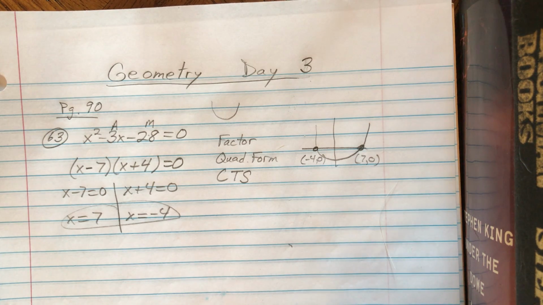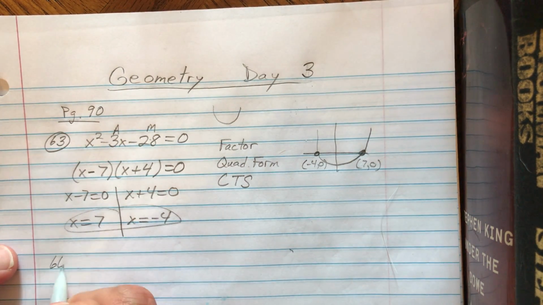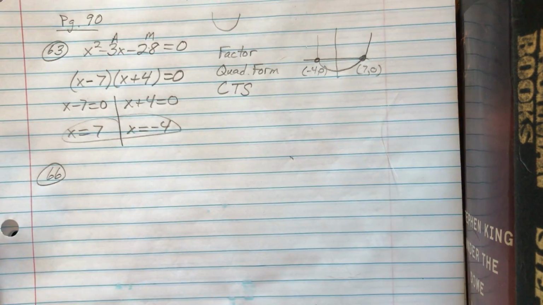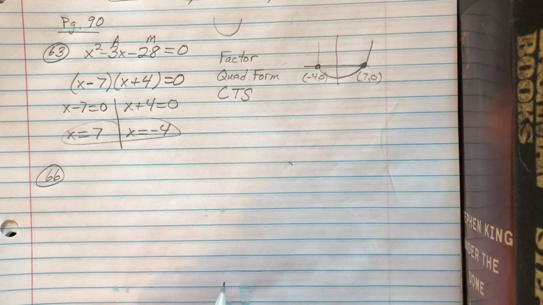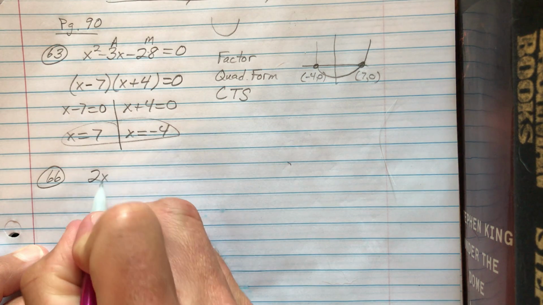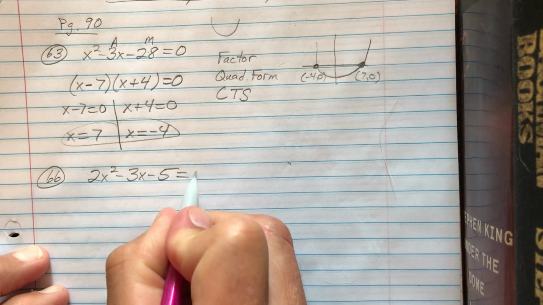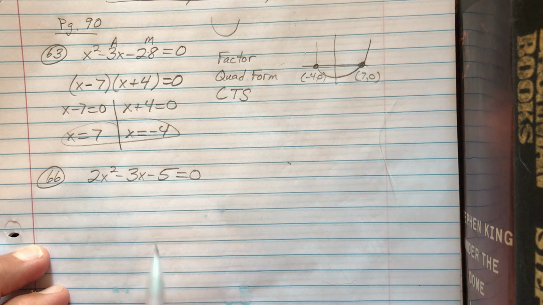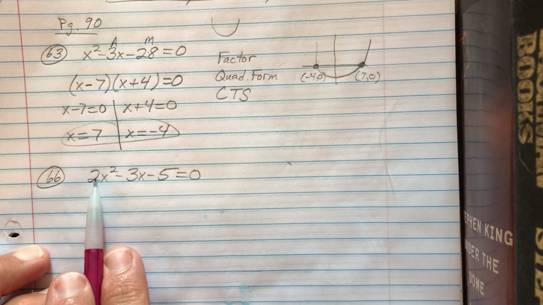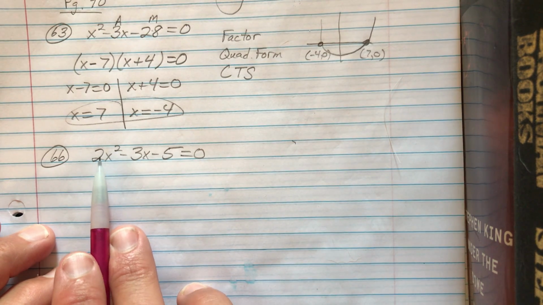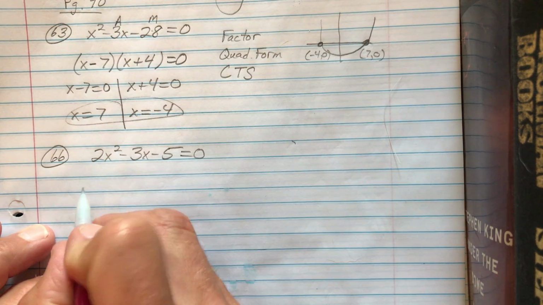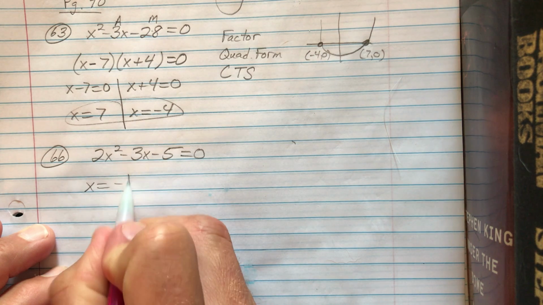Let's try number 66. Number 66 says we have 2x squared minus 3x minus 5 equals 0. This does not factor. Well, it might, but we have this number out in front of the x squared, so I would avoid trying to factor this. I would use the quadratic formula.